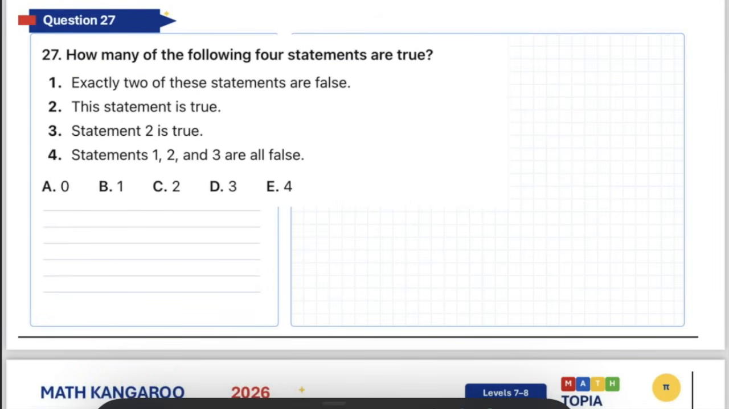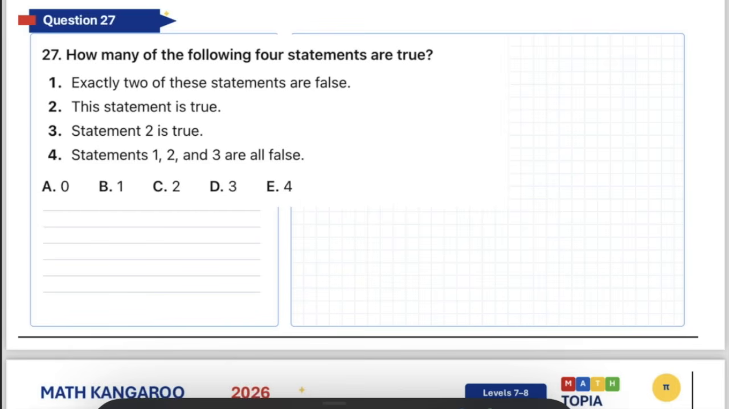How many of the following 4 statements are true? Number 1, exactly 2 of these statements are false. Number 2, this statement is true. Number 3, statement 2 is true. Number 4, statements 1, 2, and 3 are all false.